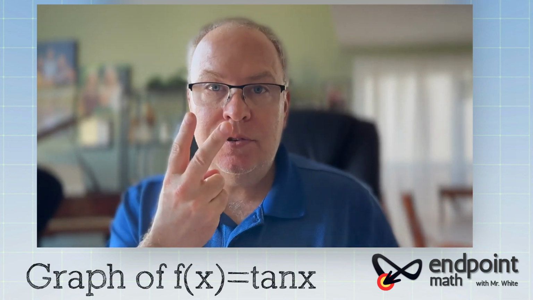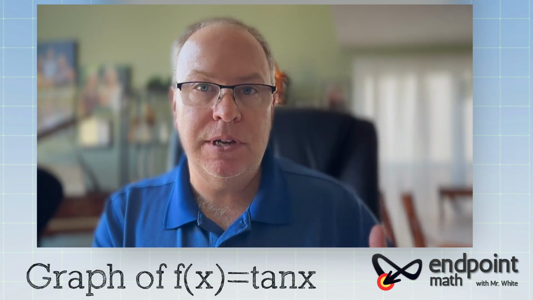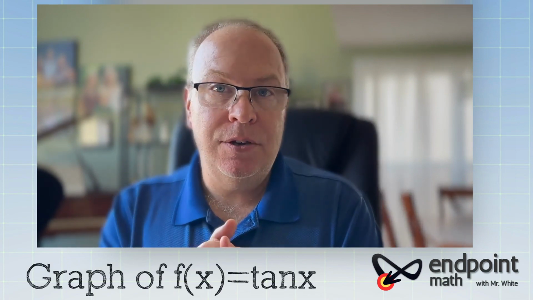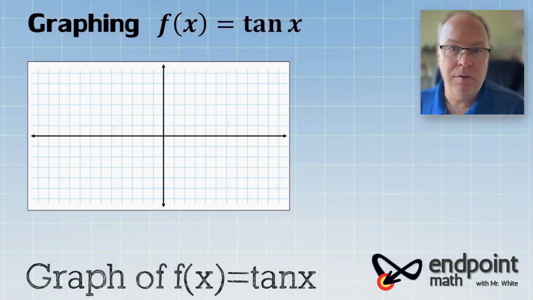So we're going to find two asymptotes, but then only 3 points. So we do have to find 5 things, just like we did with sine and cosine. But this time with tangent, it's 2 asymptotes and 3 points. So let's dig into the first example.